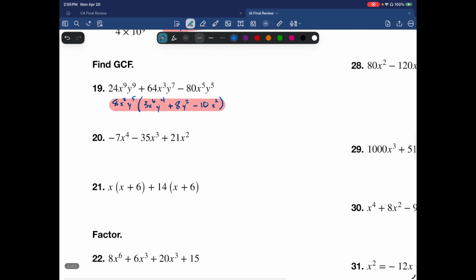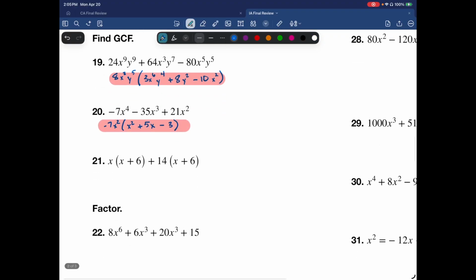All right, I really want that first term to be positive, so when I take the GCF out of number 20, I'm going to make sure I pull out a negative with it. First of all, 7, 35, and 21, I can take a 7 out, and again, I'm going to make it negative 7. And they have x to the 4th, x cubed, x squared, so I'm going to pull an x squared out. And so that's going to leave me with x squared plus, it's plus because I took out a negative, plus 5x, and then minus 3. Okay, and so that's my answer.